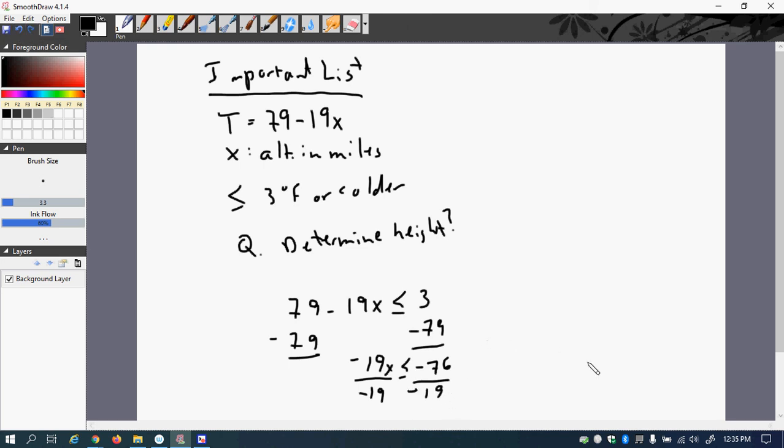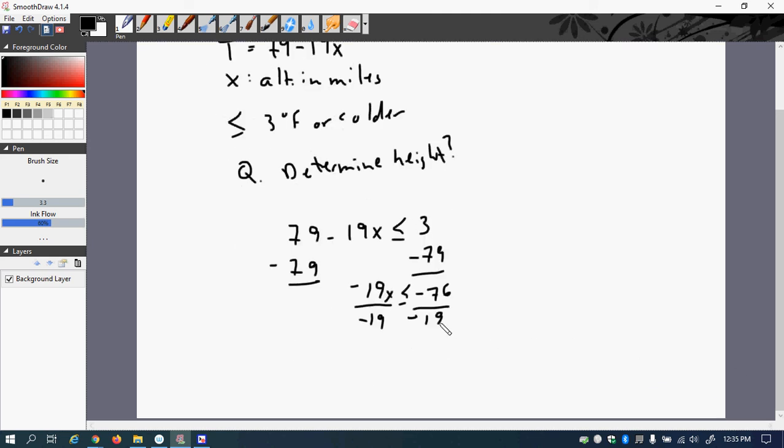And so now I'm going to get x greater than or equal to 4. Does that make sense to my story? Yeah, it pretty much does. About 4 miles or higher. So this is about 4 miles or higher.